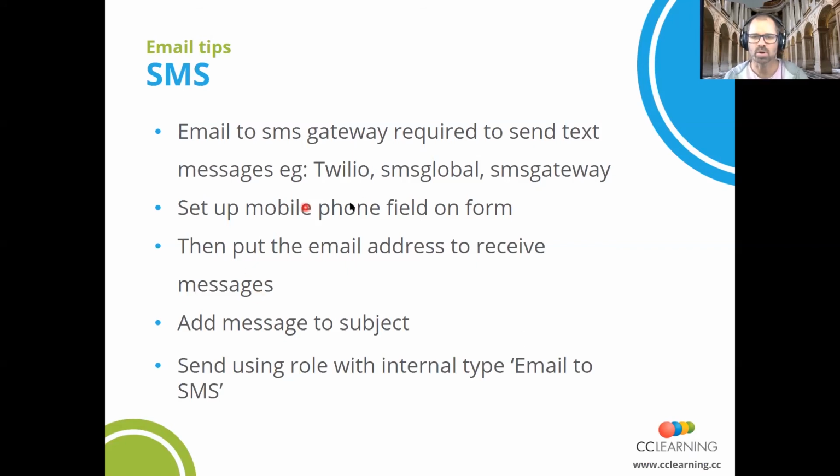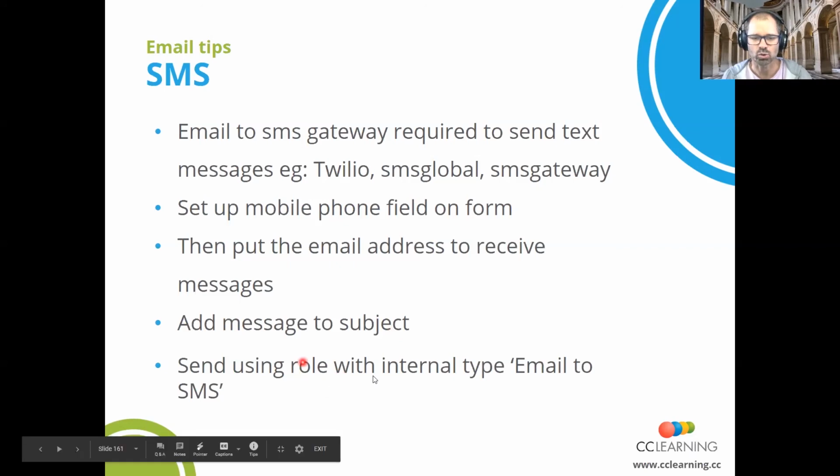You've got to set up a mobile phone field on a form. I'm going to show you that in a moment. Then you put the email address in to receive the messages and add the message that you want sent to the student in the subject. You can include links, and you do have the option to shorten the links as well. So you can make the most of your SMS character limits, because I think you've got a limit of around 250 characters or 160 or something like that. So there's a bit of a limit to that. Then you've got to make sure you send using a role with internal type email to SMS. You can set those up pretty easily.